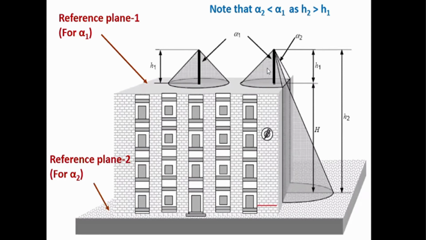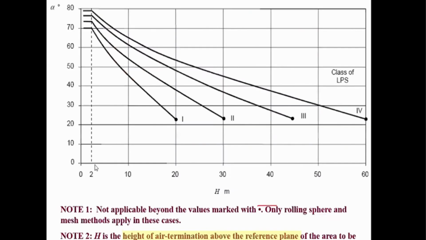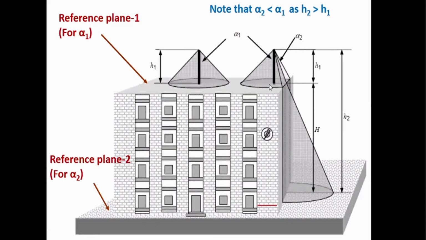If you refer to that table I showed you earlier, you will understand that. Let me go back and come. If the height is smaller, as you go towards the left-hand side, the height is smaller, the angle is larger. Okay? And let us go back to this. So if you take something to be protected on the rooftop, then your H should be H1.